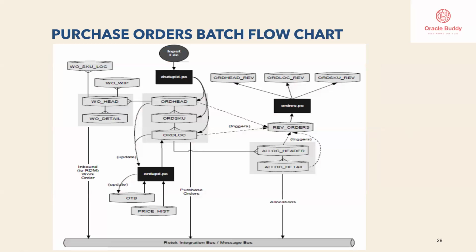Let's discuss the purchase order batch flow chart. Here you can see once the order update.pc runs, it updates these tables and it updates the OTB table, and it gets the data from price list. Here it also refers to the log header and log detail, and once the order update happens, it triggers the revision orders. Then order revision.pc will put the data in the ord head ref, ord log rev, and ord sku rev tables.